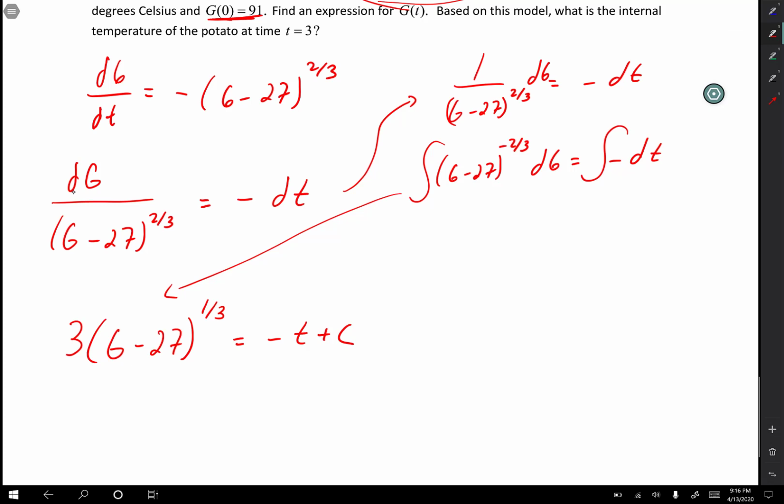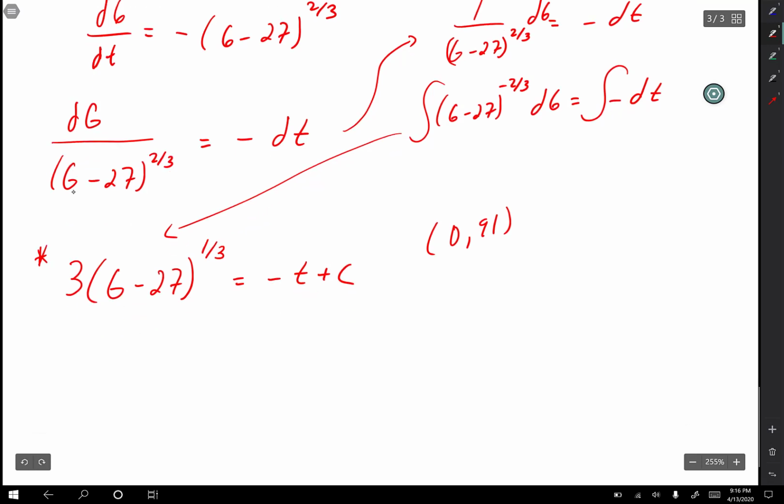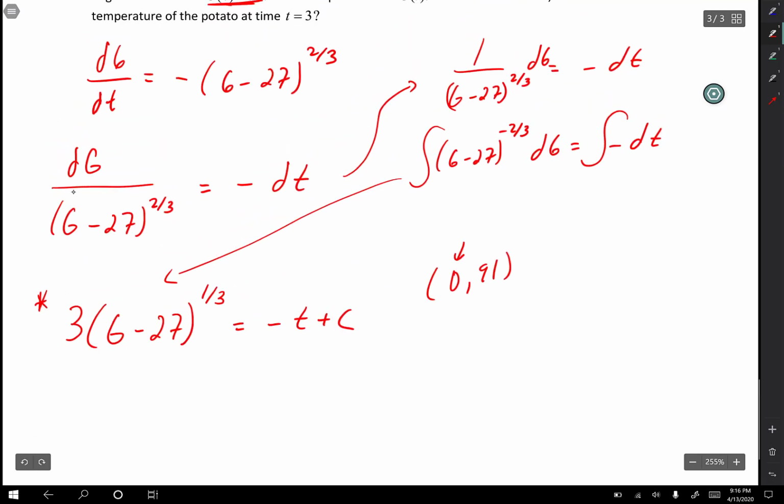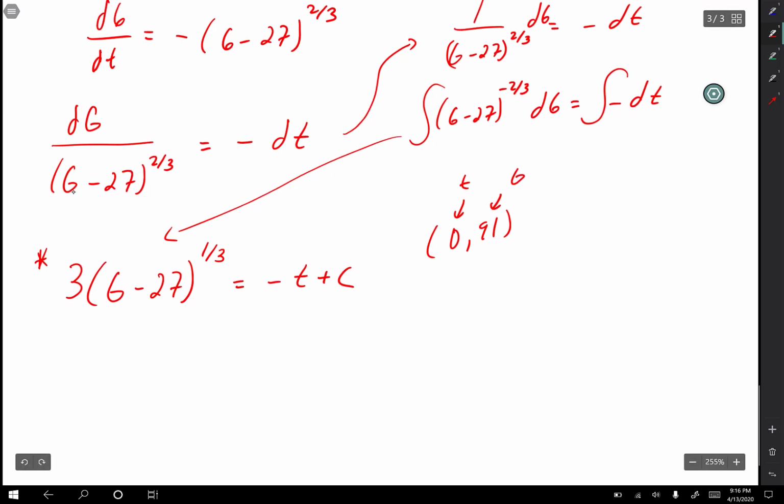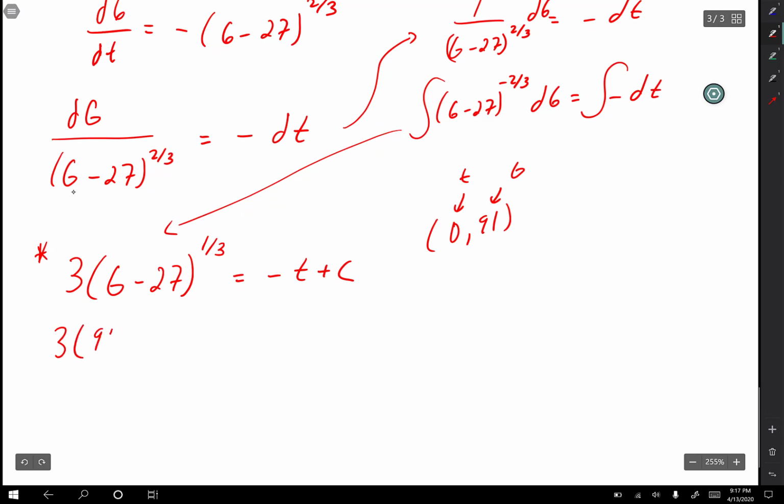This feels like a good location to plug in 0 and 91 to solve for c. So the 0 is the time, and the 91 is your temperature, or your g. So I'm going to write 3 times (91 minus 27) to the 1/3 equals negative 0 plus c. So 91 minus 27, I pretend that's like 30: 91, 81, 71, 61, and then add 3, 64. So 3 times 64 to the 1/3 equals c.